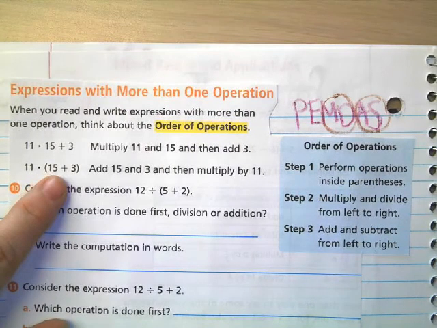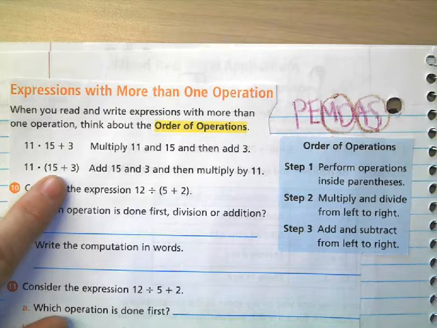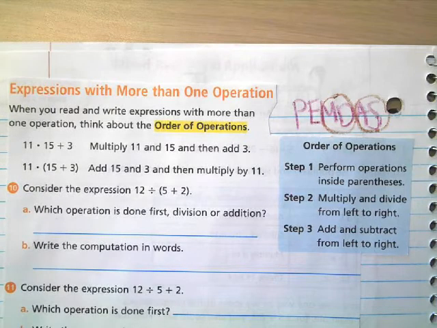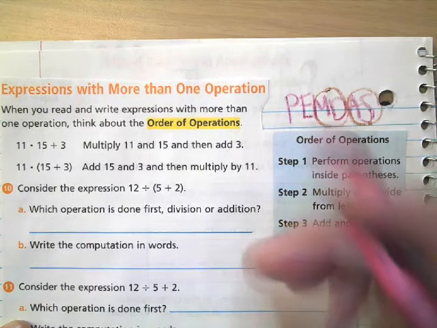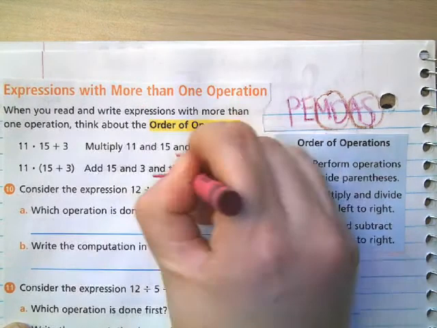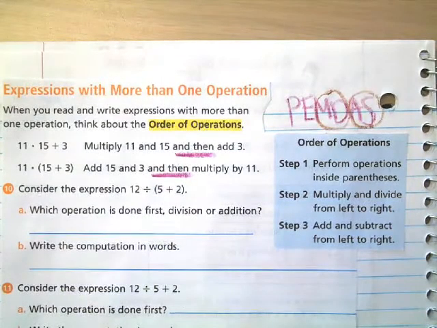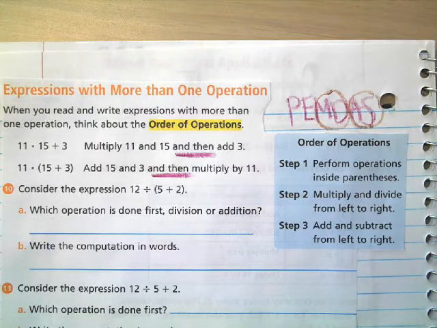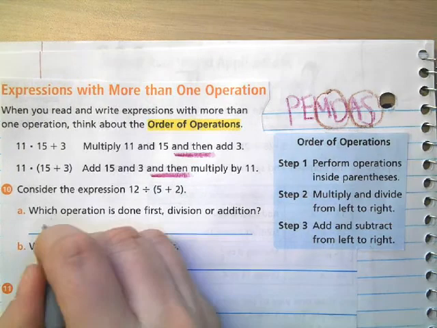But if they put parentheses, then you have to do this one: add 15 and 3 and then multiply by 11. I like the phrases "do this and then." I really like that. In fact, I'm sorry if we didn't do that on the previous page, but I really like that idea. So let's look at number 10. Consider the expression. It has 12 divided by, and then in parentheses it has 5 plus 2. So which operation is done first, division or addition? Think about it. Well, there's parentheses, right? So addition is done first.